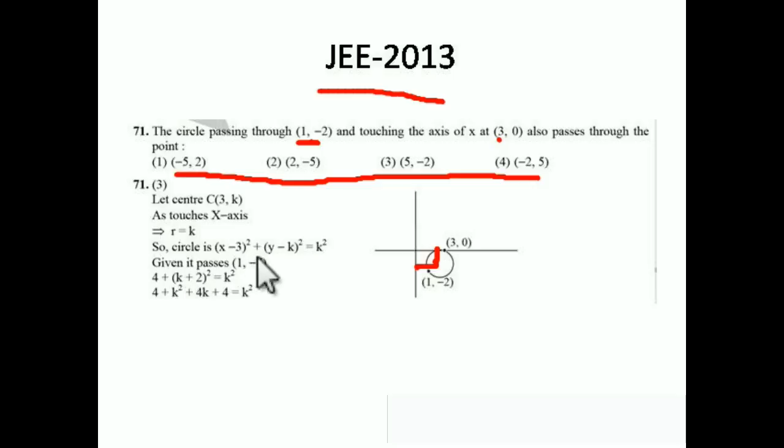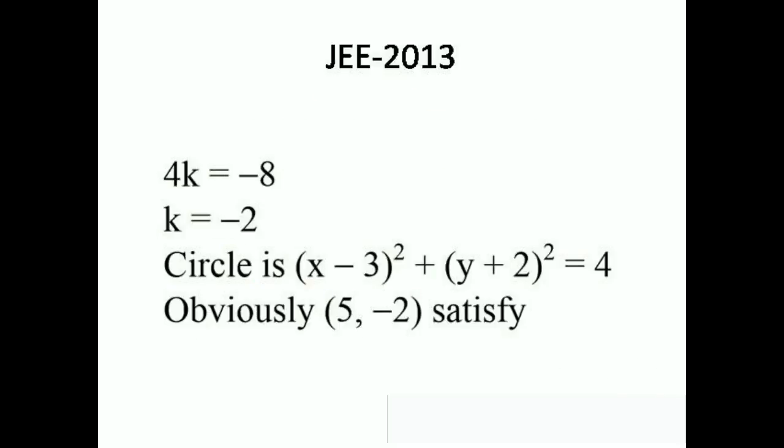Here it is 1 comma minus 2, so k plus 2 whole square is equal to k square. Now just expand this: 4 plus k square plus 4k plus 4 is equal to k square. Now k square and k square get cancelled out, so we have 4k is equal to minus 8, so k is equal to minus 2.